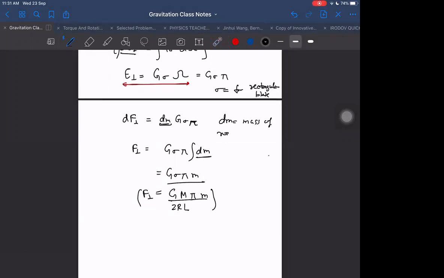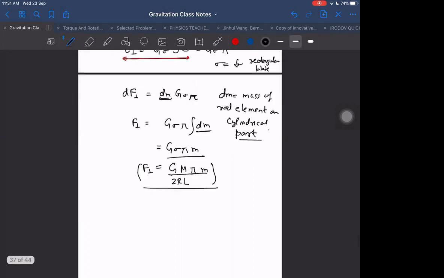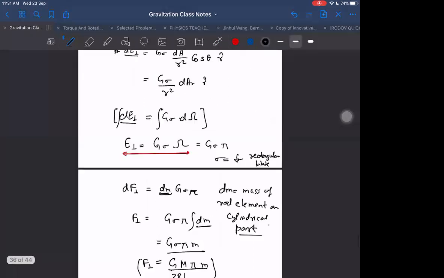Of a rod element. Where is that rod element? On this cylindrical curved part. Okay, cylindrical part only. Capital M is for the rectangular part, because I want to replace sigma. Sigma was capital M by 2RL. Sir, but we assumed it to be infinite.